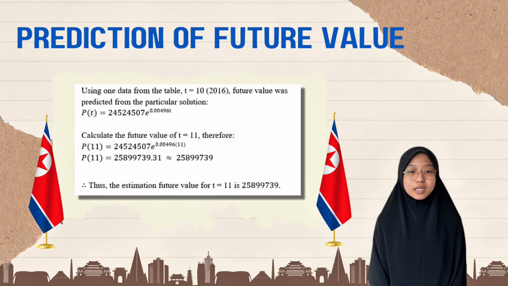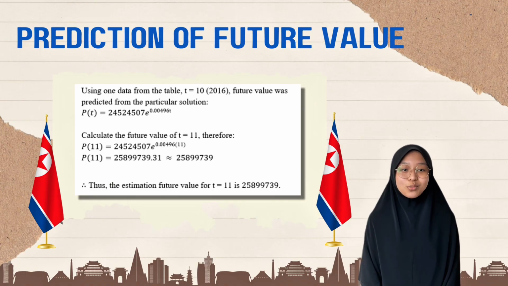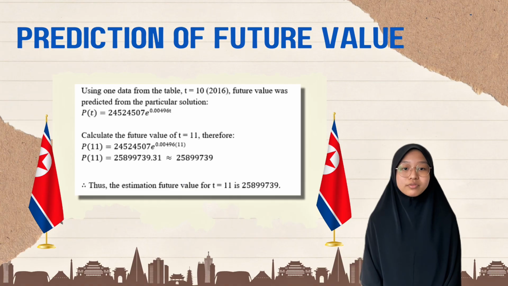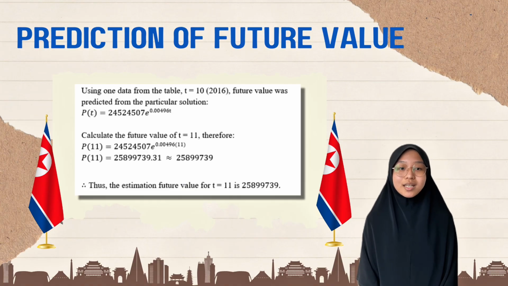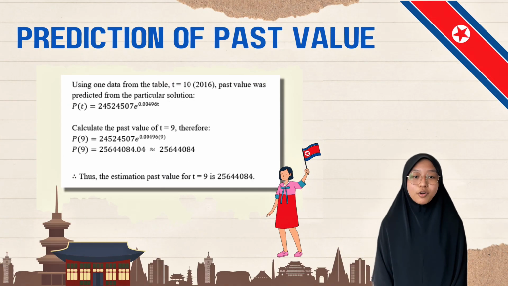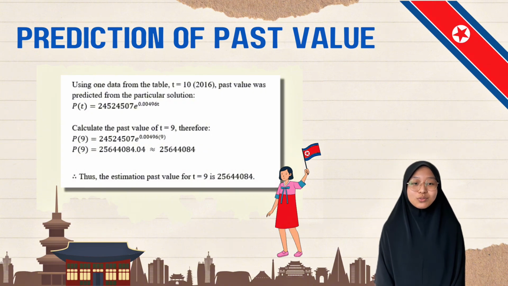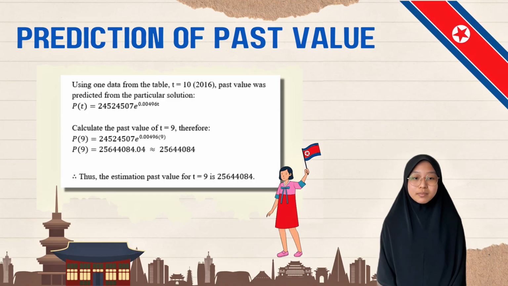For the predicted future value, t equals 11, which represents the year 2017, we have obtained the value of 25,899,739.31, which approximates to 25,899,739 in the population of North Korea. For the predicted past value, t equals 9, which represents the year 2015, we have obtained the value of 25,644,084.04, which approximates to 25,644,084 population in North Korea.